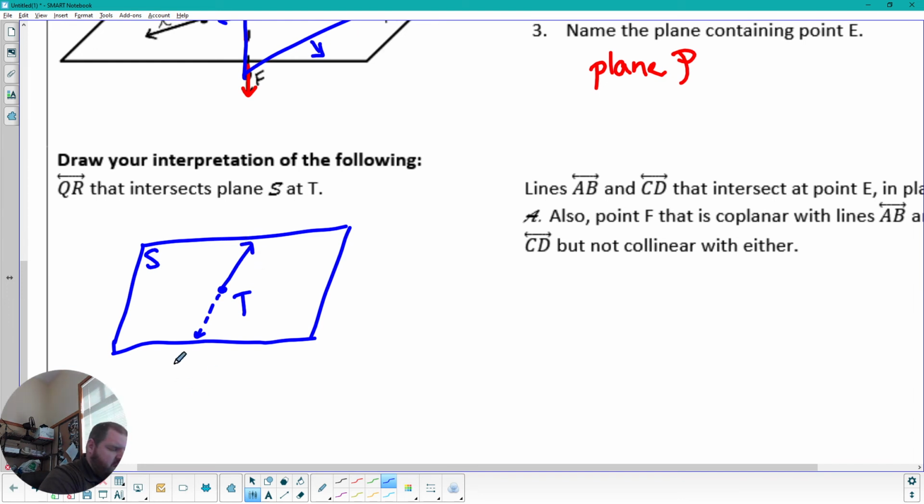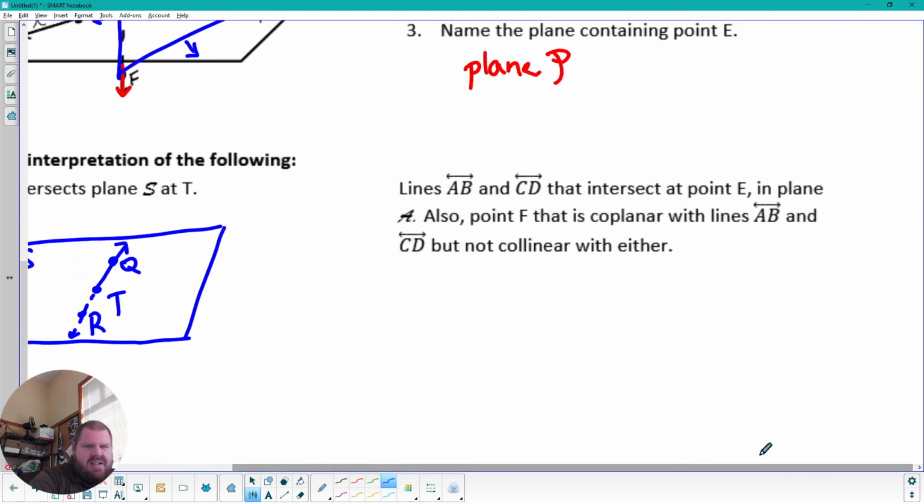And there are other ways to draw this. This is just one way. And we can have point Q, and then we need R somewhere else on here. Let's put it down below. It doesn't have to be below. There's no rule that said here that T had to be between Q and R, but that's just how I've drawn it.